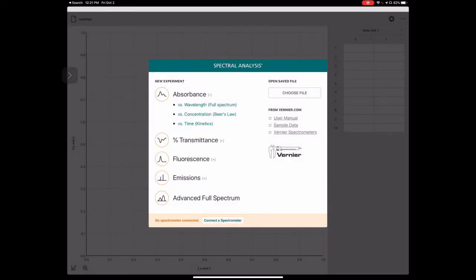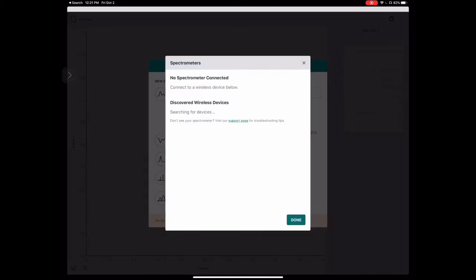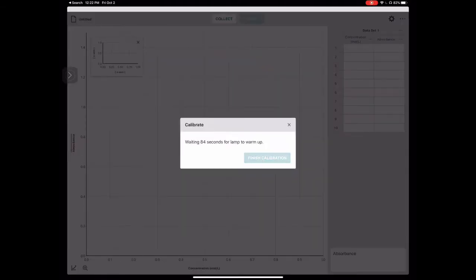You will select the lab that says concentration Beer's Law. It will ask you to look for your SpectraVis, the one that has the matching sequence number. Press connect and wait. Once you've connected, it takes about 1.5 minutes for the lamp to warm up. Blank meaning with only water.